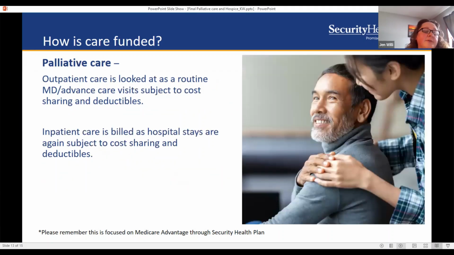For palliative care, outpatient care is going to be looked at just as a routine visit with any other doctor. And this is paid for through your Advantage plan as your other visits are. It's going to be subject to the cost sharing and deductibles like every other visit. If you would need to go inpatient for a palliative care diagnosis, this is billed as hospital stays are, again, subject to that cost sharing and deductibles.